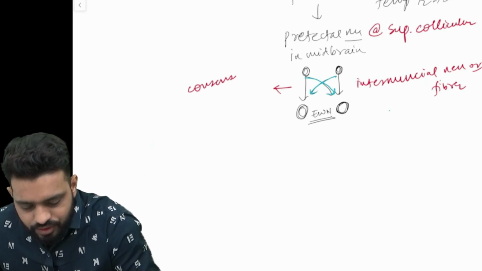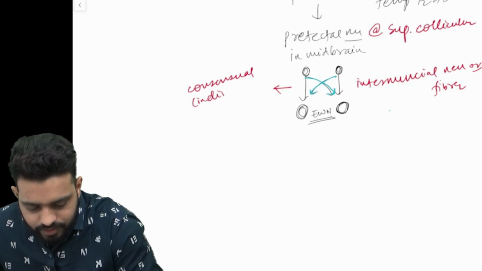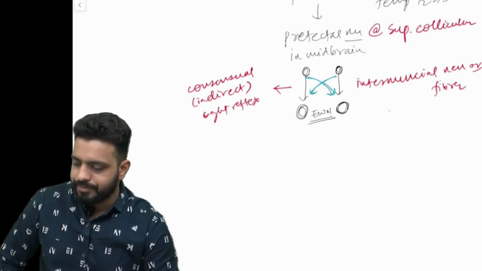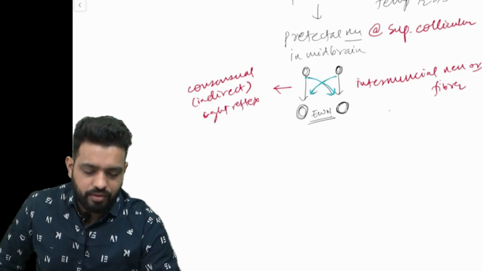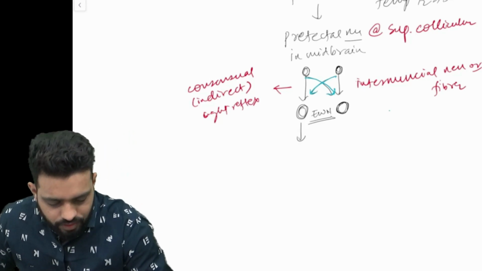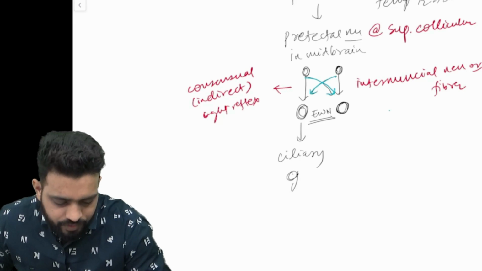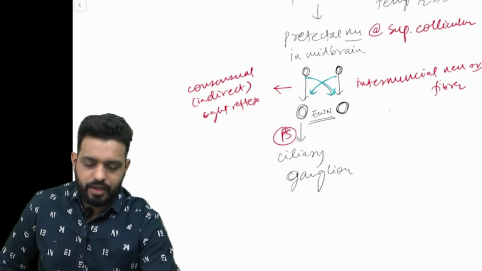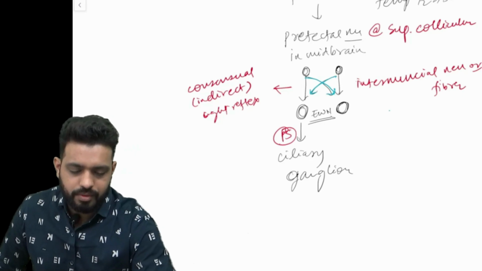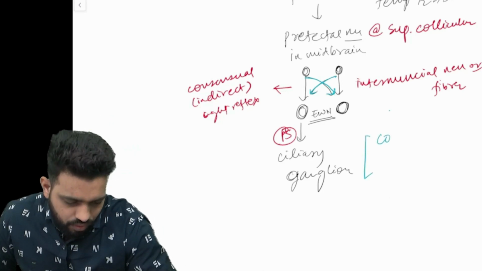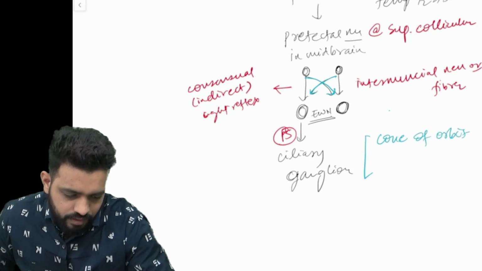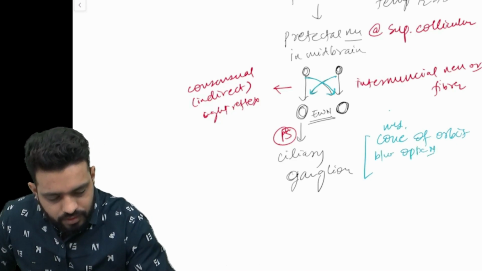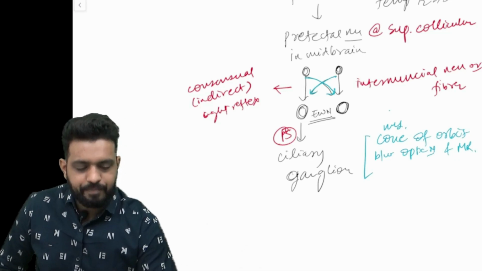we get consensual or indirect light reflex. How? Just follow me, you will realize it. Okay, now take any one Edinger-Westphal nucleus, we'll track any one, it is the same for the other. The fibers, parasympathetic fibers, I'll write PS, parasympathetic fibers will go to something known as ciliary ganglion. Remember, ciliary ganglion is located in the cone of orbit, or specifically muscle cone of orbit, between the optic nerve and medial rectus. Okay, remember this, very important.